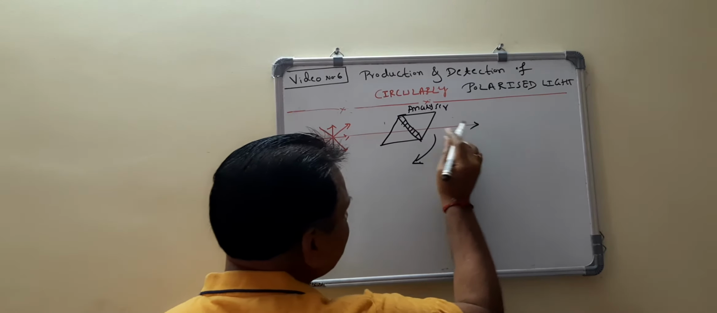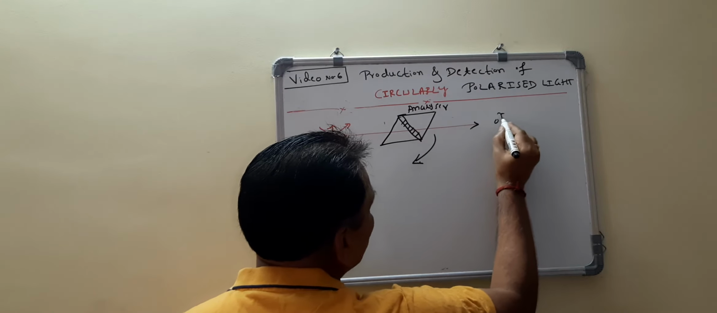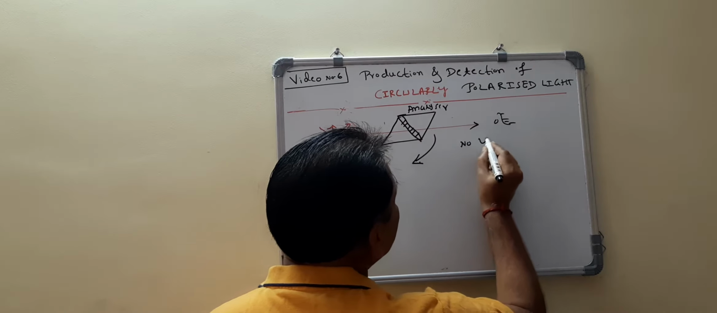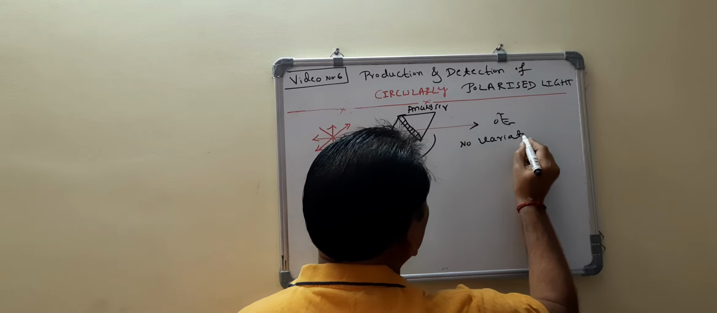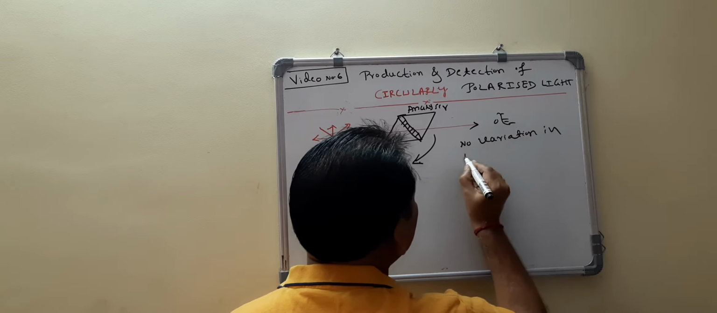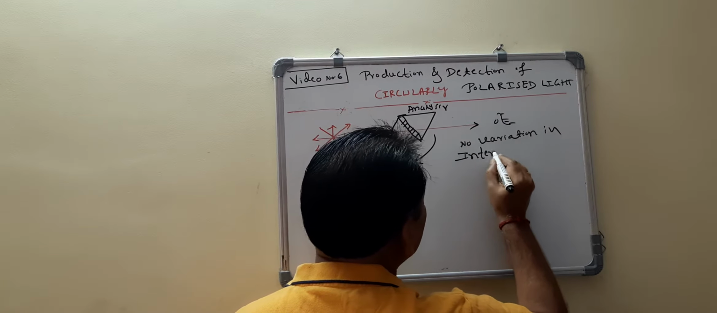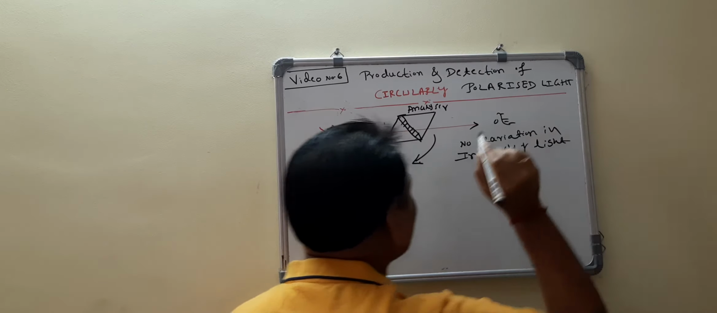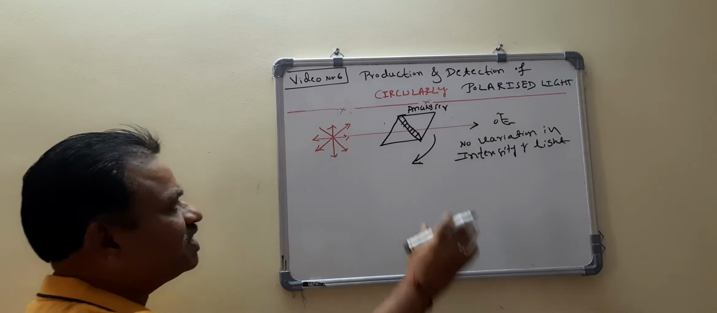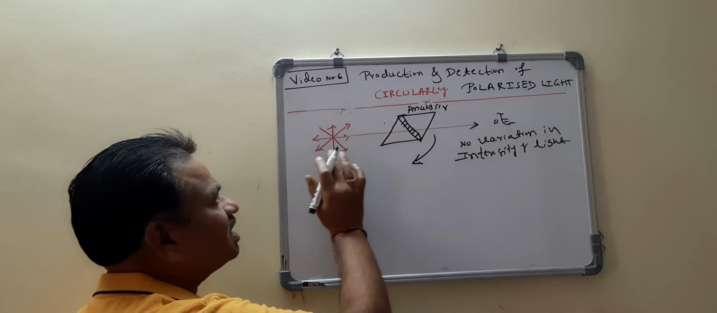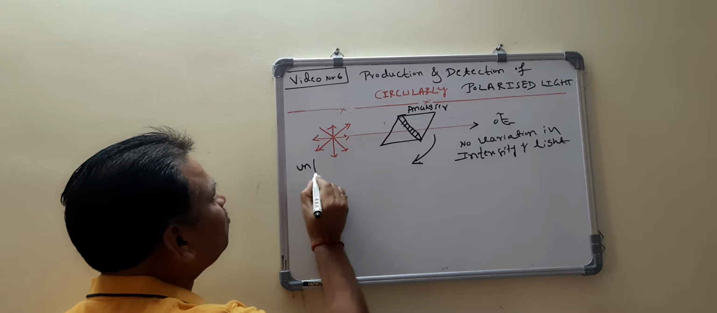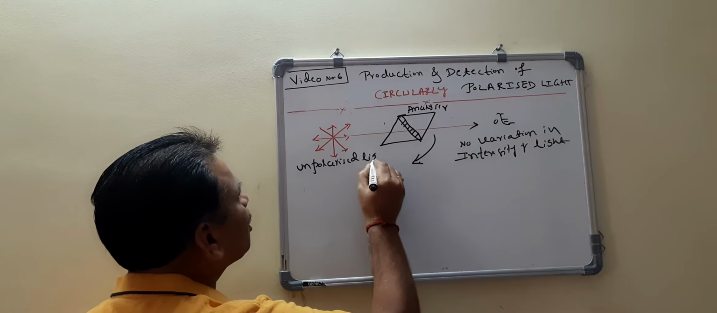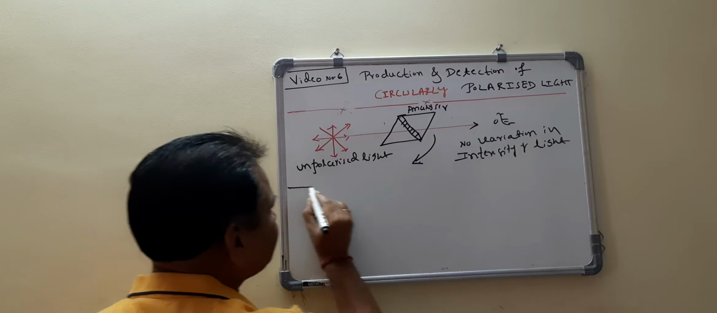Now if you observe through this, there is no variation in intensity of light. Remember that: no variation in intensity of light. If there is no variation in intensity of light, it must be unpolarized light. This is the first case.